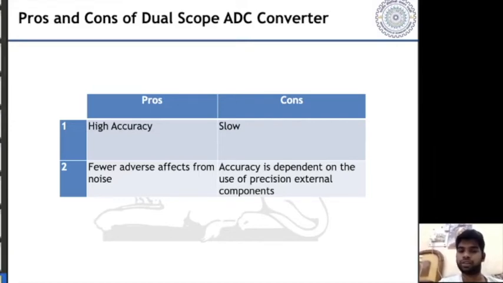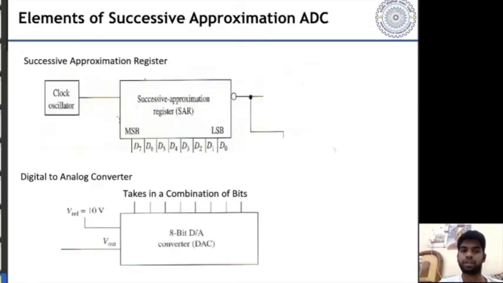It is highly accurate, but for more accuracy you should know that it requires time, so it's slow. It has fewer adverse effects from noise, and accuracy is dependent upon the use of external components. What external component you are using, the accuracy depends on that. So we will be jumping on to the third type, that is successive approximation ADC.